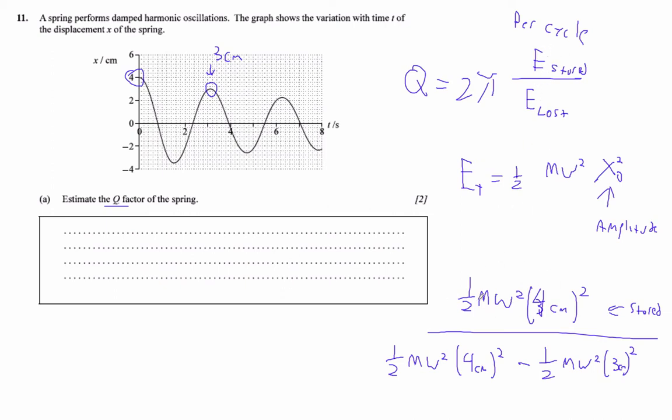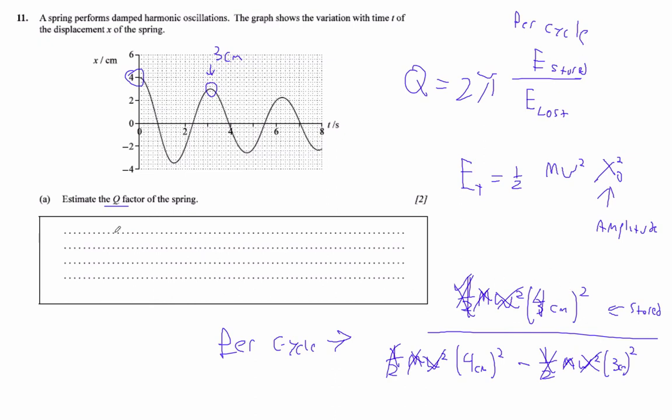Now, understand what I'm doing here. The energy stored is our original energy, and the amount lost is going from 4 to 3 in one cycle. This is per cycle. Notice that I don't need to know the halves, they all cancel. I can multiply the top and bottom by 2, divide the top and bottom by m, and the m's go away. I can divide the top and the bottom by omega squared. So even though I could read that off the graph, I don't need to.